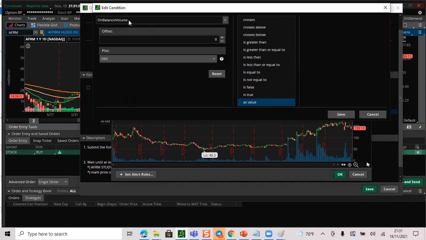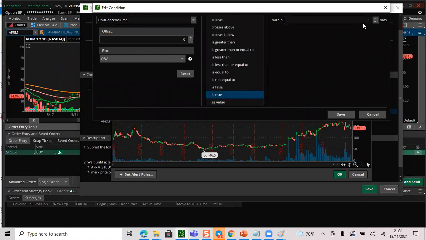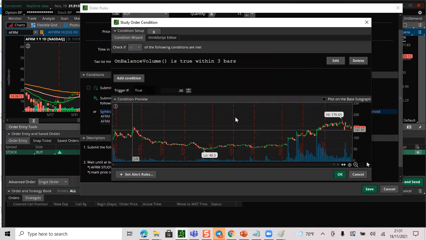See, on-balance volume. You can just keep it within one bar, which means you can just start increasing for 3 bars. That means that if the stock is continuously rising for 3 days, yes, I'm going to buy that stock.